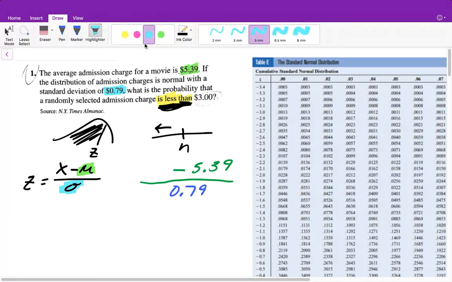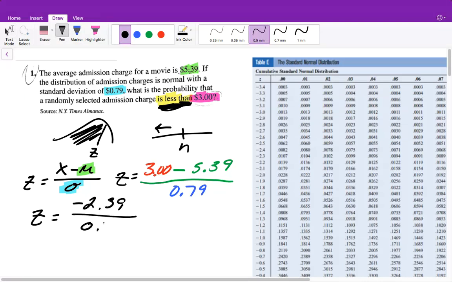And our x-score is what we are focusing on. It's our x-score, our value, or what value we're using to determine the probability. So it says, what is the probability that a randomly selected admission charge is less than $3? That is our x. So we would then put $3 here. Now, once we are solving for this, we have substituted everything that we need to, so we can then solve for our z-score. So we would then do 3 minus $5.39, and then that will give us negative 2.39.